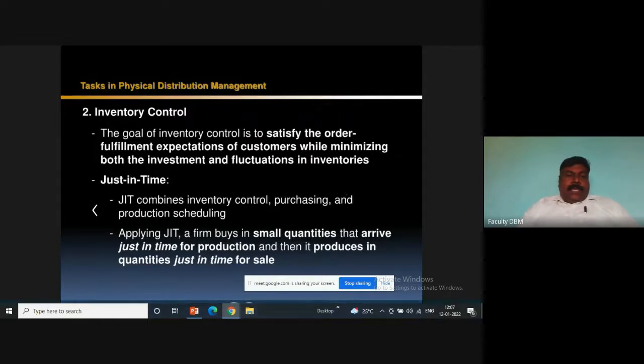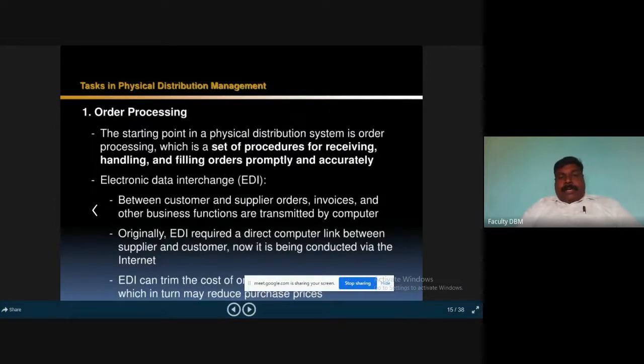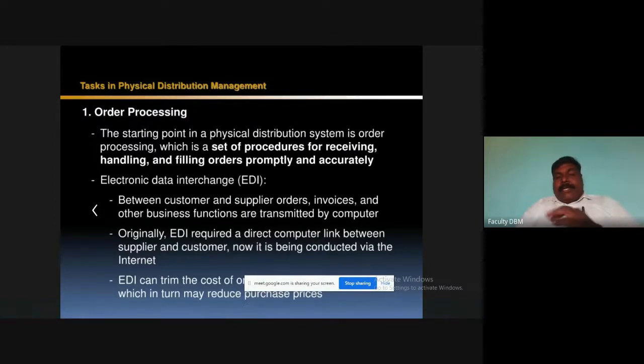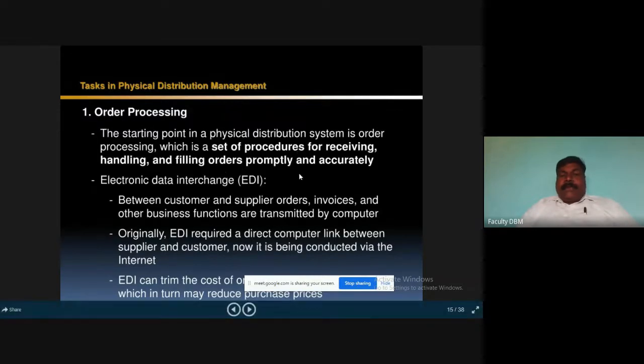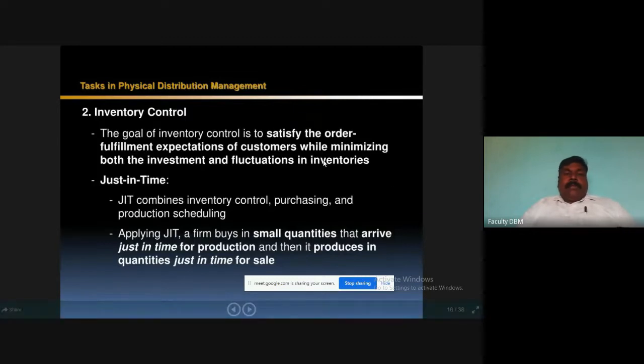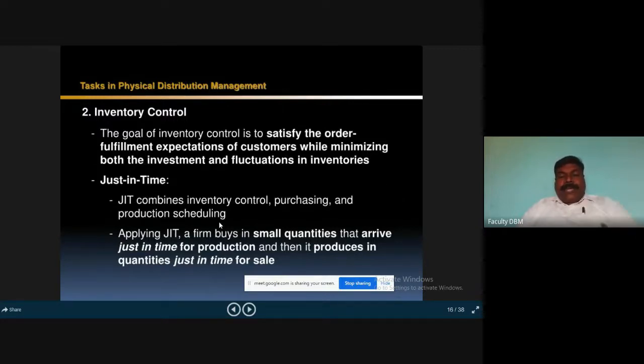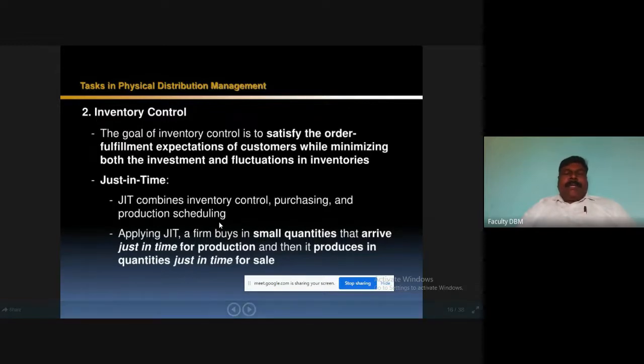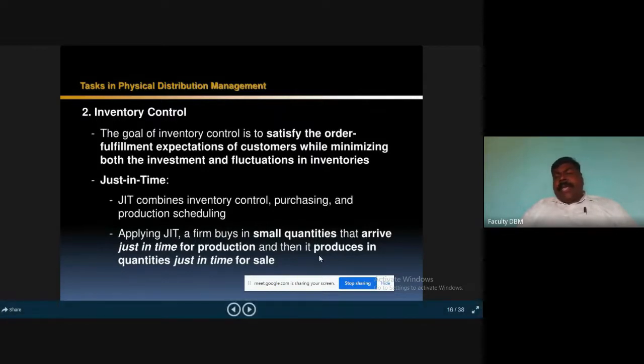So the order processing is done with electronic data interchange. For receiving, handling, and filling the orders promptly and accurately, we are going to use the internet. Inventory control: the goal is to satisfy the order fulfillment expectations of customers while minimizing both the investment and fluctuation in inventories. The just-in-time approach combines inventory control, purchasing, and production scheduling. Applying JIT, a firm buys in small quantities that arrive just in time for production and then produces in quantities just in time for sale.